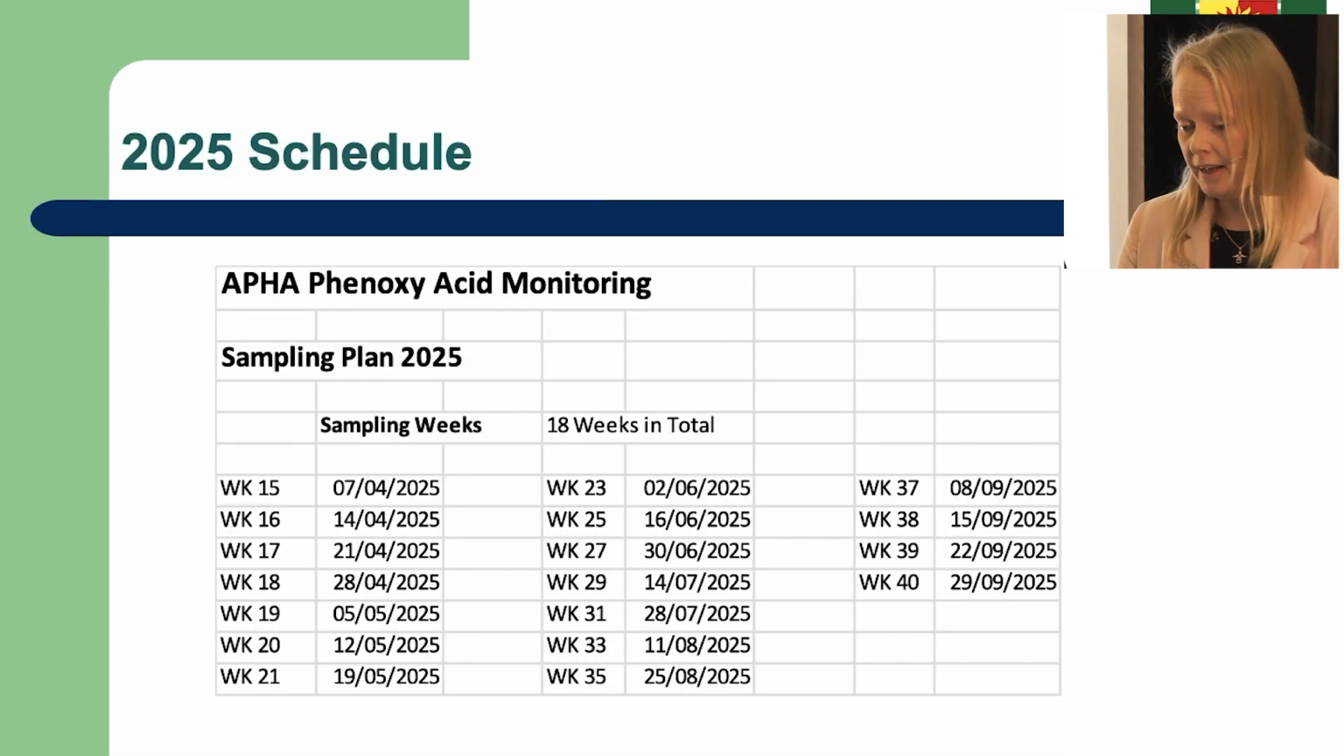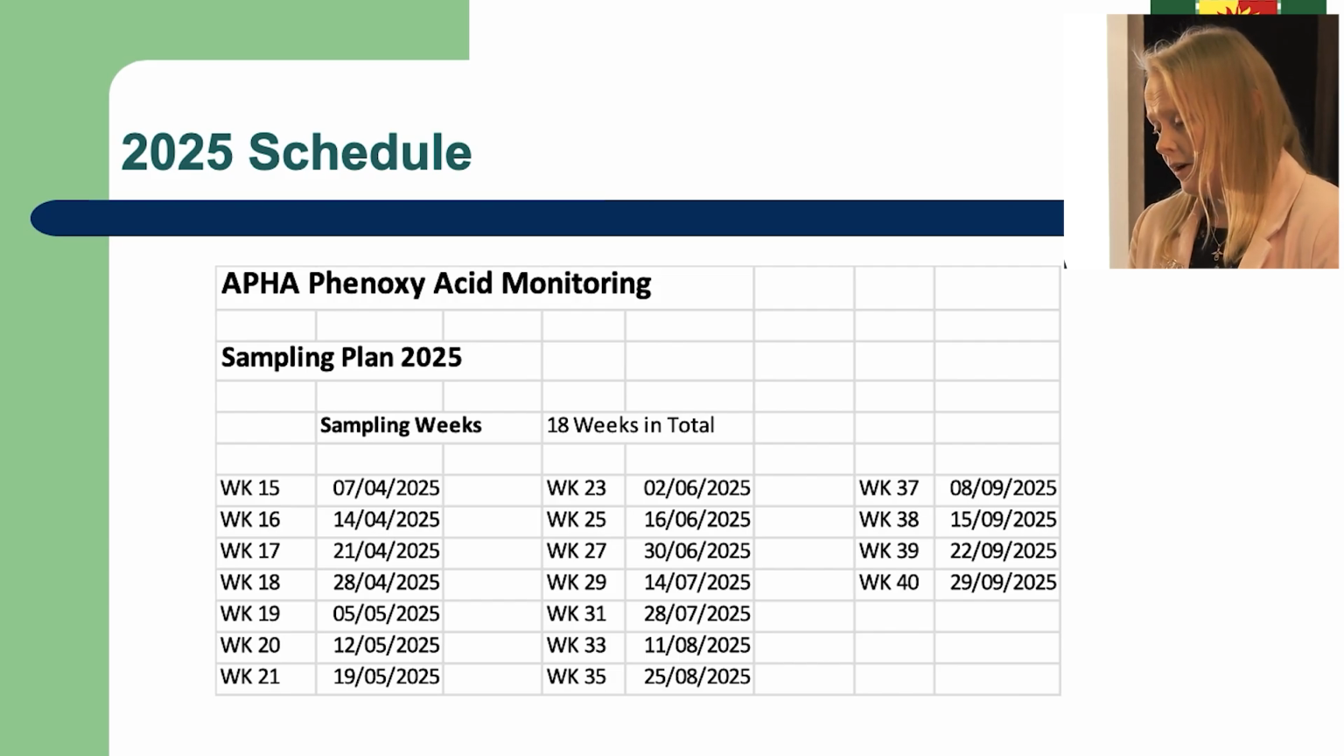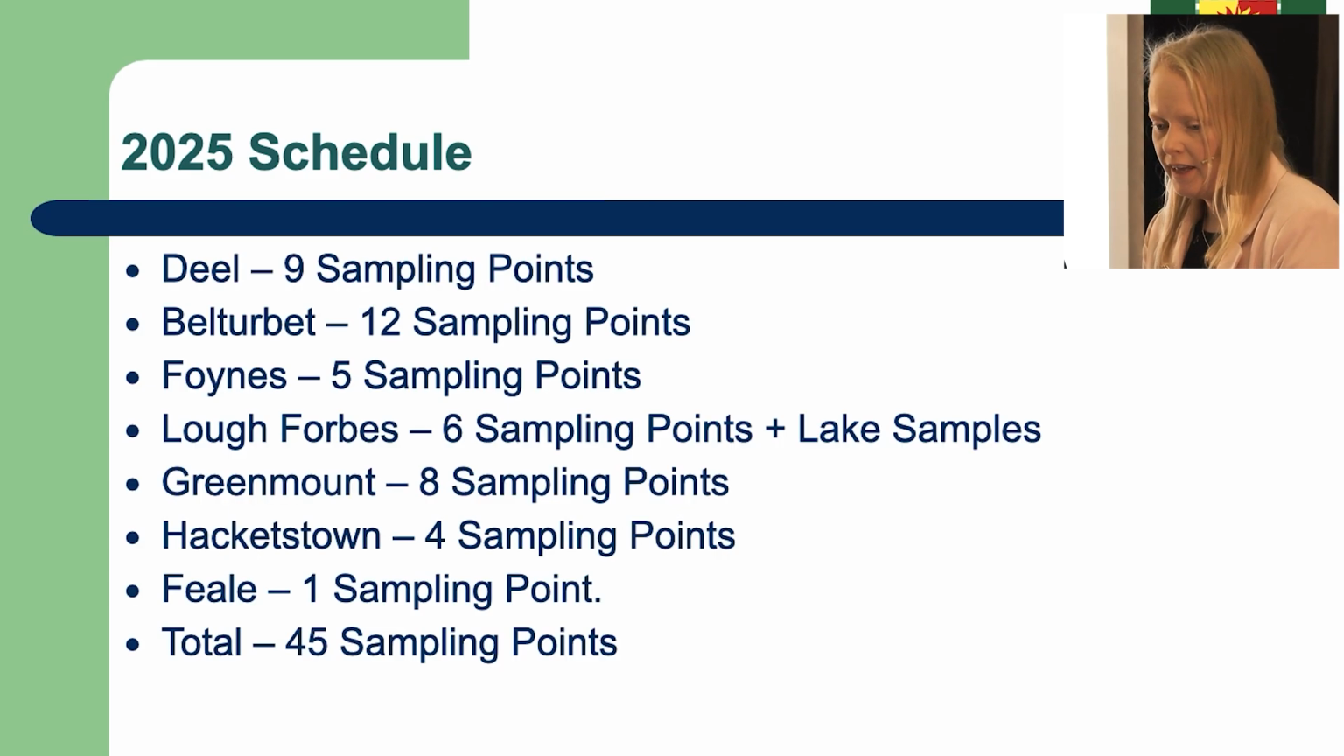That is just a sample plan for this year. As I said, it is run from April to October, so it started on week 15, which was the 7th of April, and it is now at the end of September. For the catchments that we are sampling this year, there are 7 catchments in total spread throughout the country. The Deal, we're sampling 9 points. Belturbet, we're sampling 12. Foynes, we're sampling 5. As I mentioned Loch Forbes before, we would have been sampling a larger number of sample points.